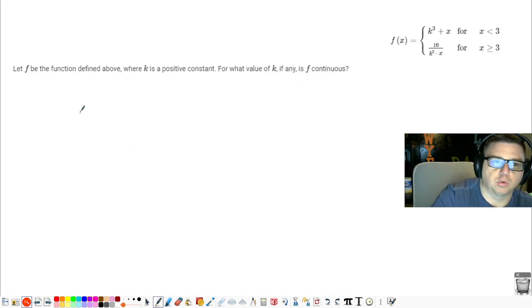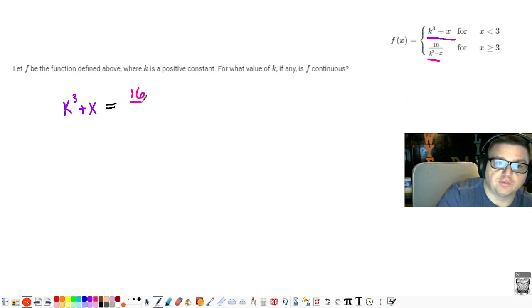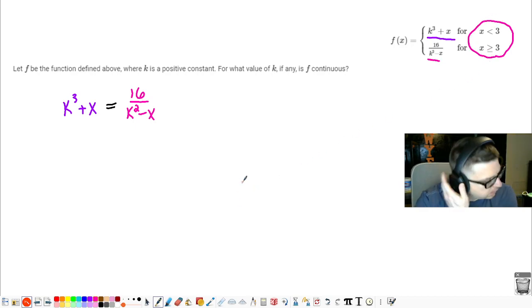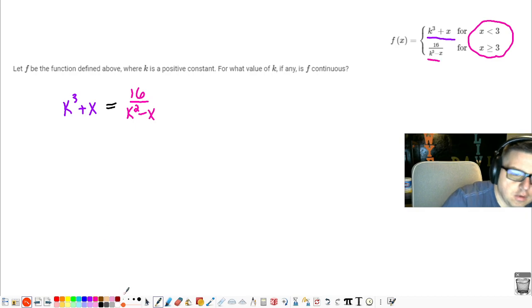So when we do this, we're looking at the left-hand side, k cubed plus x, and we want it to be equal to the right-hand side. Because if they're equal to each other, that means one leaves off where the other one keeps going at a specific x value. Now, that doesn't mean that it has to do it for every x, but we're looking specifically at that 3 value. That's going to come into play later on as well, but let's get some algebra out of the way first.